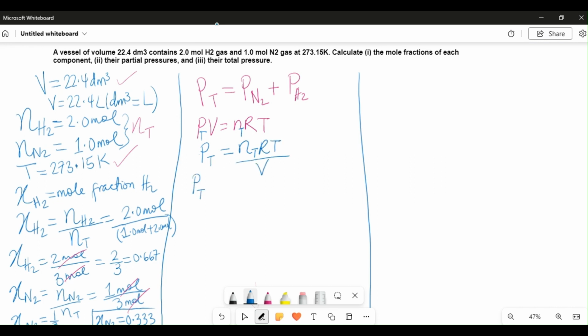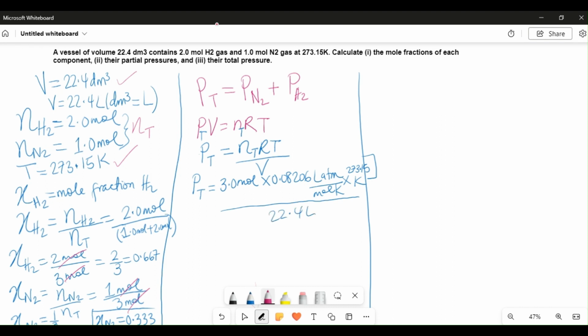So the total pressure becomes the number of moles. We have that to be the total number of moles, 3.0 mol, right? Times the gas constant, 0.08206 liters atm divided by mole Kelvin, times 273.15 Kelvin. So all of that information divided by the volume, which is just 22.4 liters.